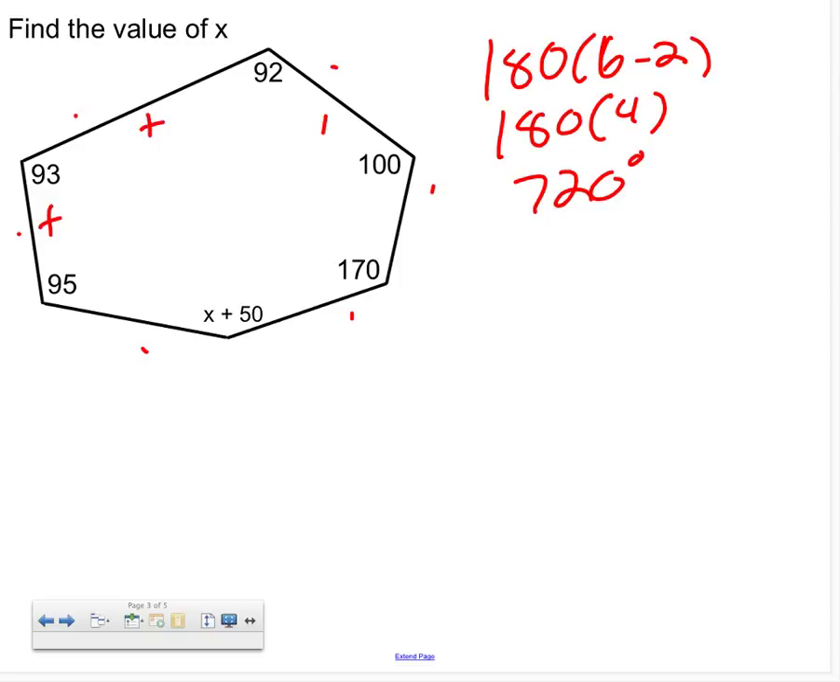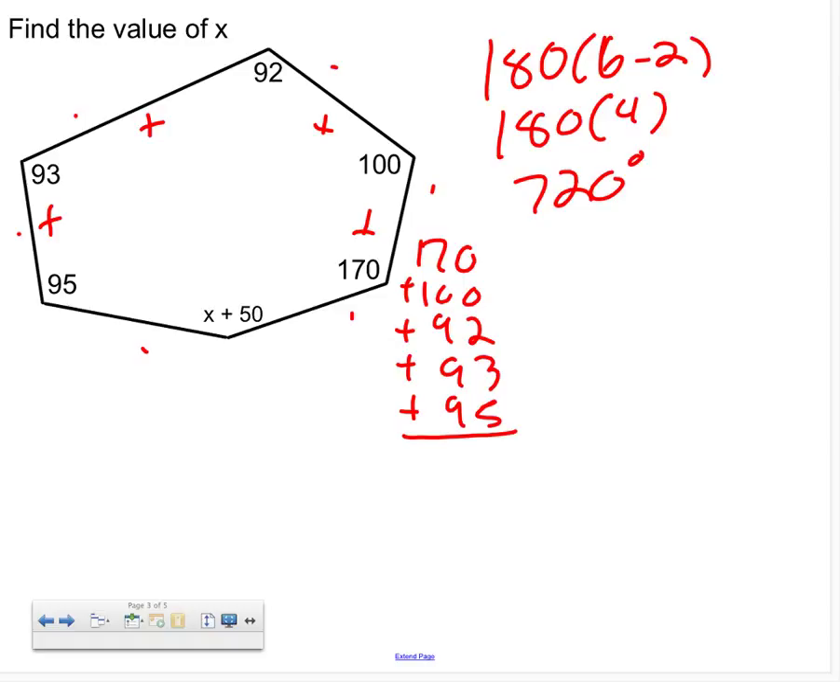So 1, 2, 3, 4. We're going to add up all those angles: 170 plus 100 plus 92 plus 93 plus 95. Well, that sum right now is 550 degrees. Now, what we could do is take 720 minus 550, and that'll give us what's left. But if you notice here, this angle, x plus 50, is that entire angle. So if I did 720 minus 550, that would give me how big the angle needs to be, but would not give me the variable, would not give me x.